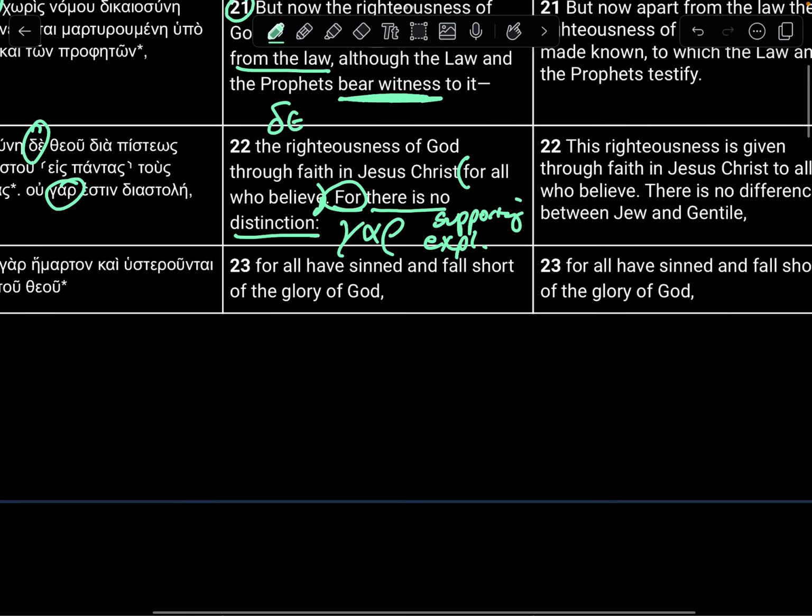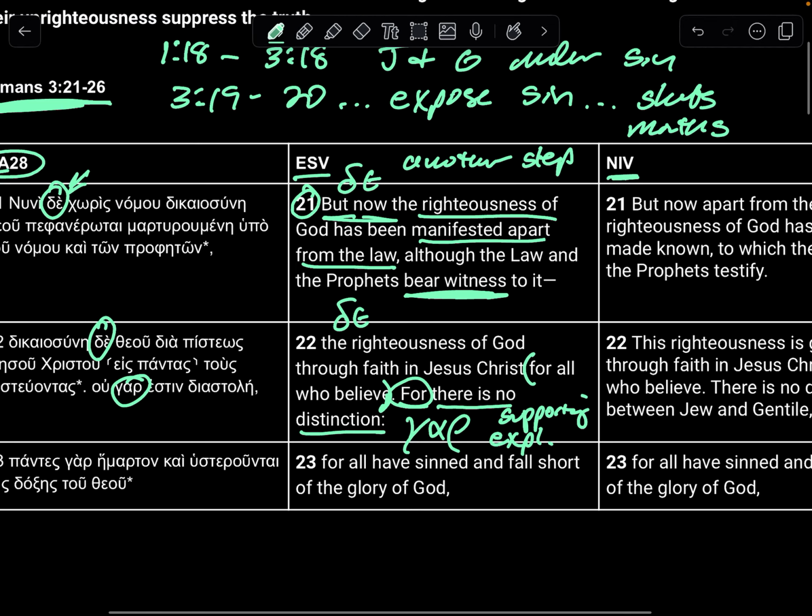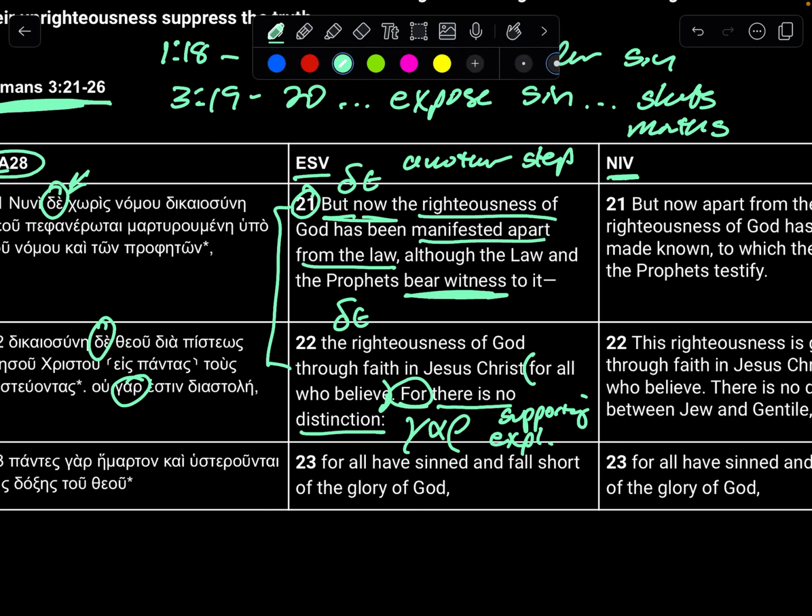Okay, now we're getting to this part that I found very difficult, but before we get to that, I want to review this and just make this statement that the main argument of Paul in this paragraph is found here. But now the righteousness of God has been manifested apart from the law, although the law and the prophets bear witness to it. The righteousness of God through faith in Jesus Christ for all who believe. This is what Paul is mainly talking about in this whole paragraph. The grammar sets that up. So from here, this is Paul's main idea.